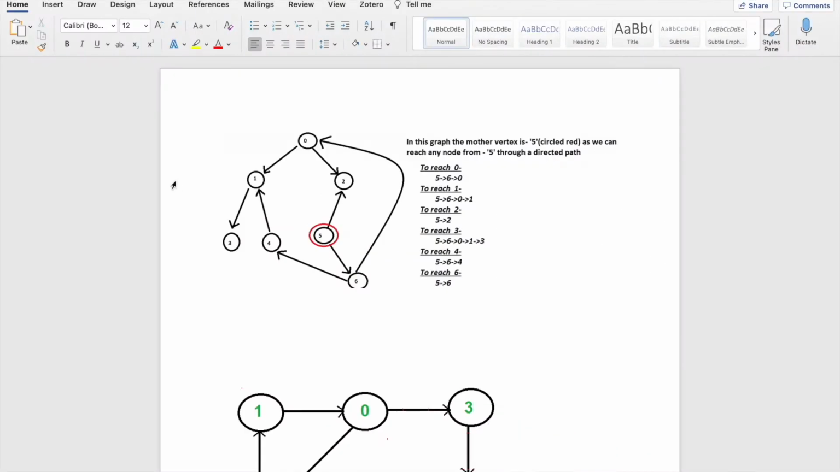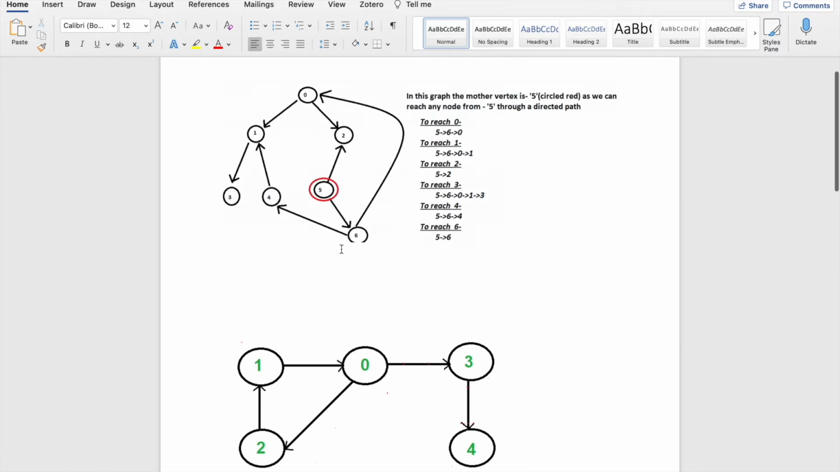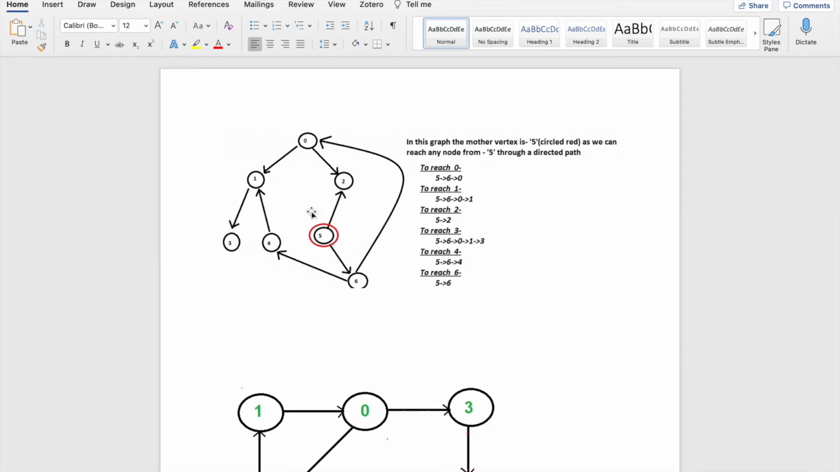Now, for example, look at this figure. The first and second figures are examples. What are the mother vertices here? In the first figure, the mother vertex is 5. Why? Because you are able to reach all the vertices from 5. For example, you can go to 6, then 0; you can go to 1 by 5, 6, 0, 1. You can reach 2 by 5, 2. You can reach 3 by 5, 6, 0, 1, 3. You can reach 4 by 5, 6, 4 as well. So you are able to reach all the vertices in the graph. So 5 is your mother vertex.